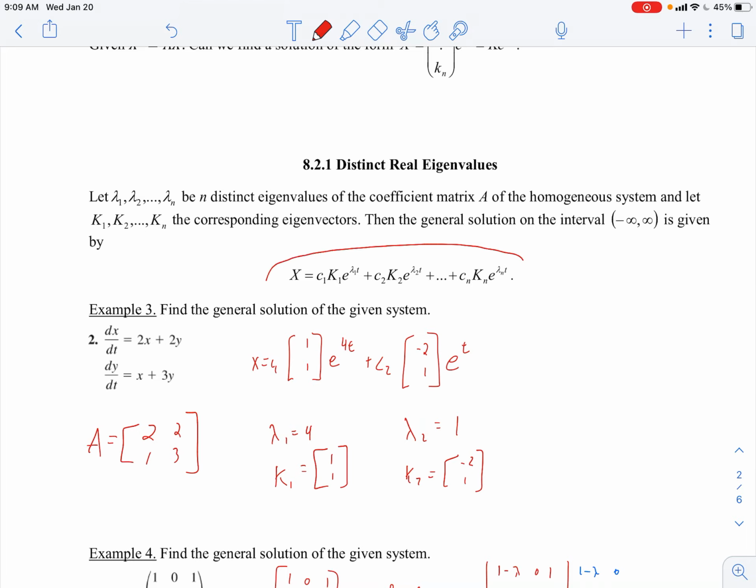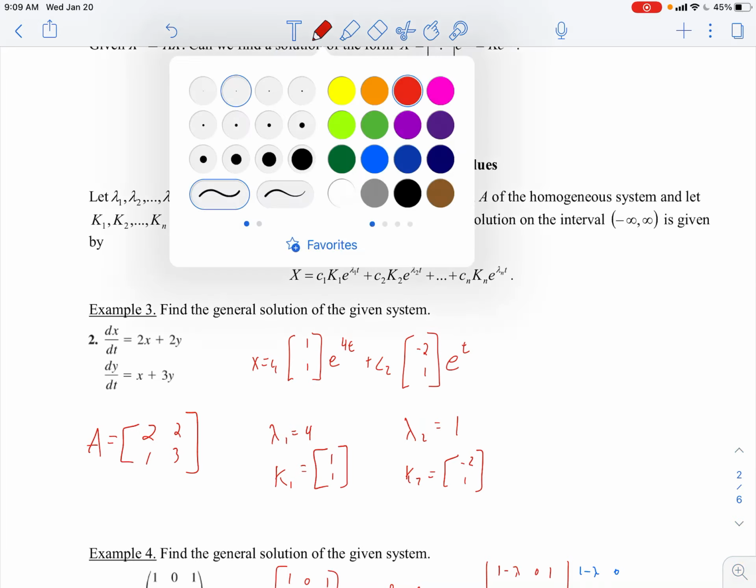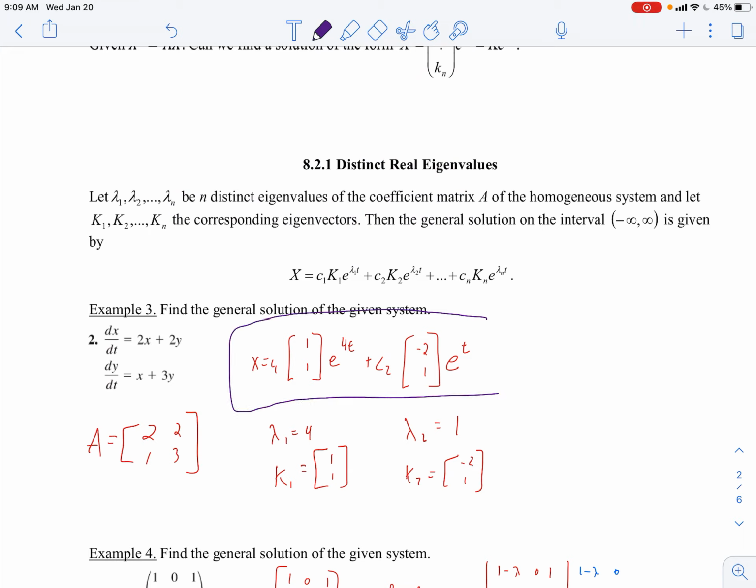So therefore, when I write out my solution vector, it's just going to be c sub 1 times the eigenvector that corresponded to the eigenvalue 4, plus c sub 2 times the eigenvector that corresponded to the eigenvalue 1. And then there's our solution. We're finished. We have found the solution to our system. So that's why eigenvalues and eigenvectors are so nice to work with, because now we found the solution to our system of differential equations.